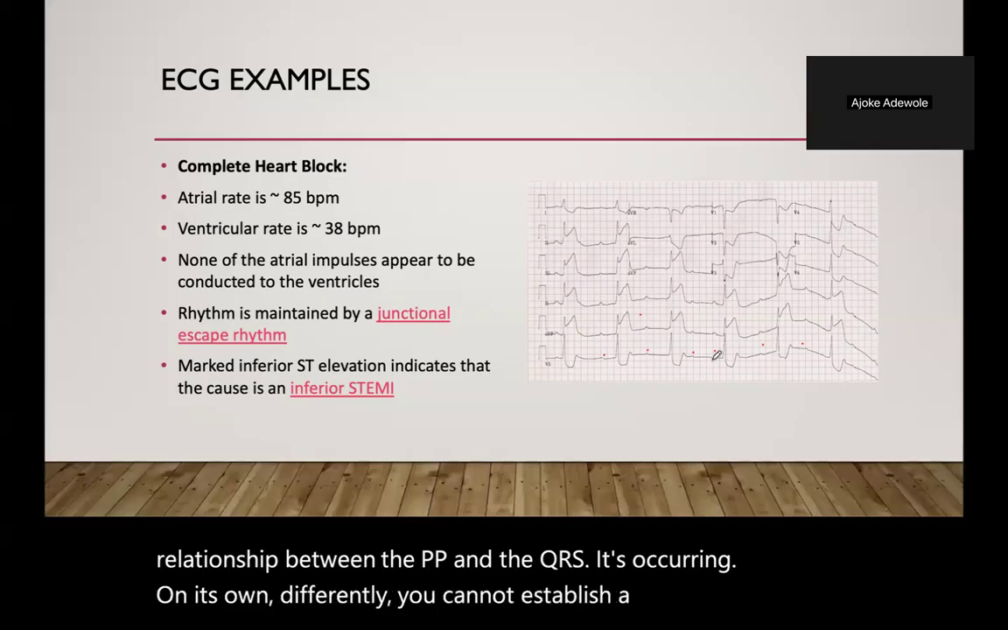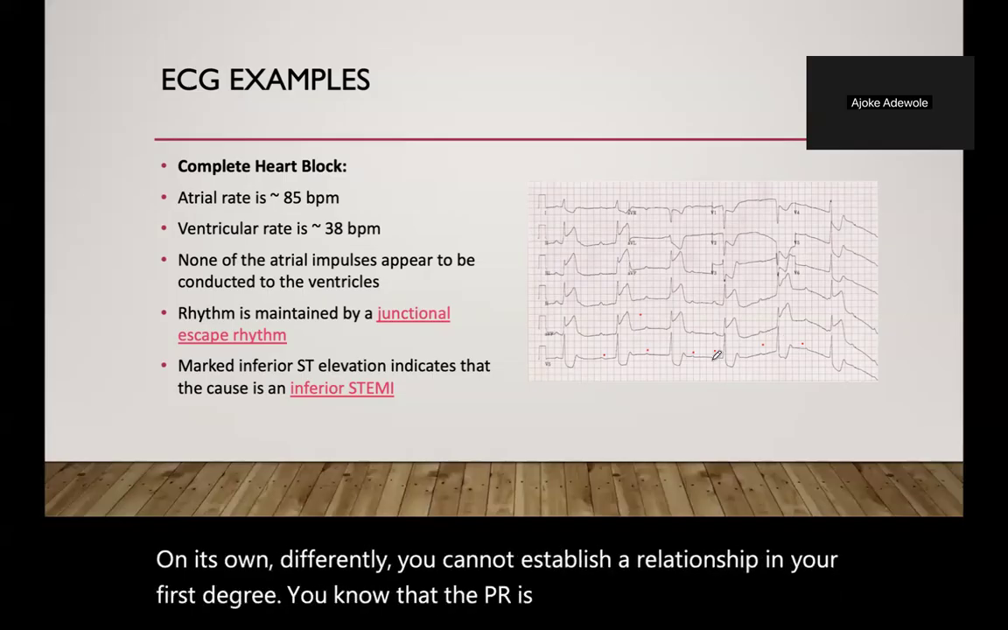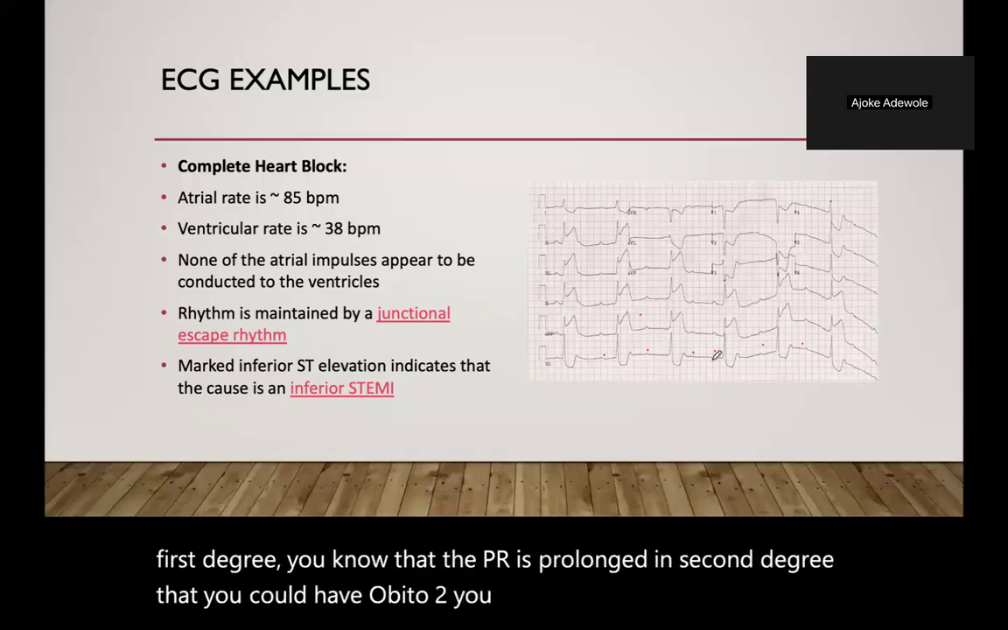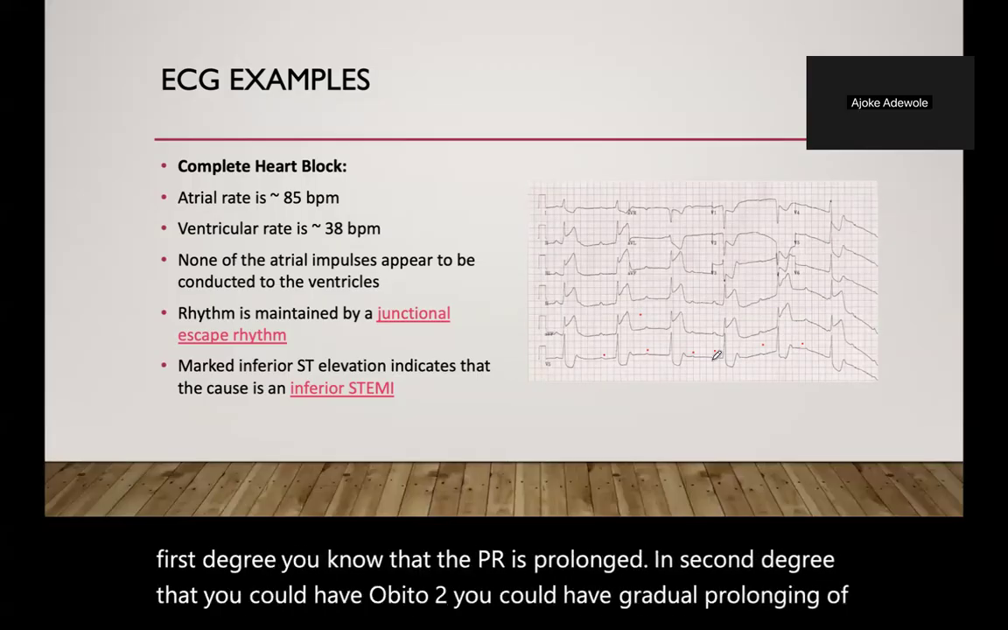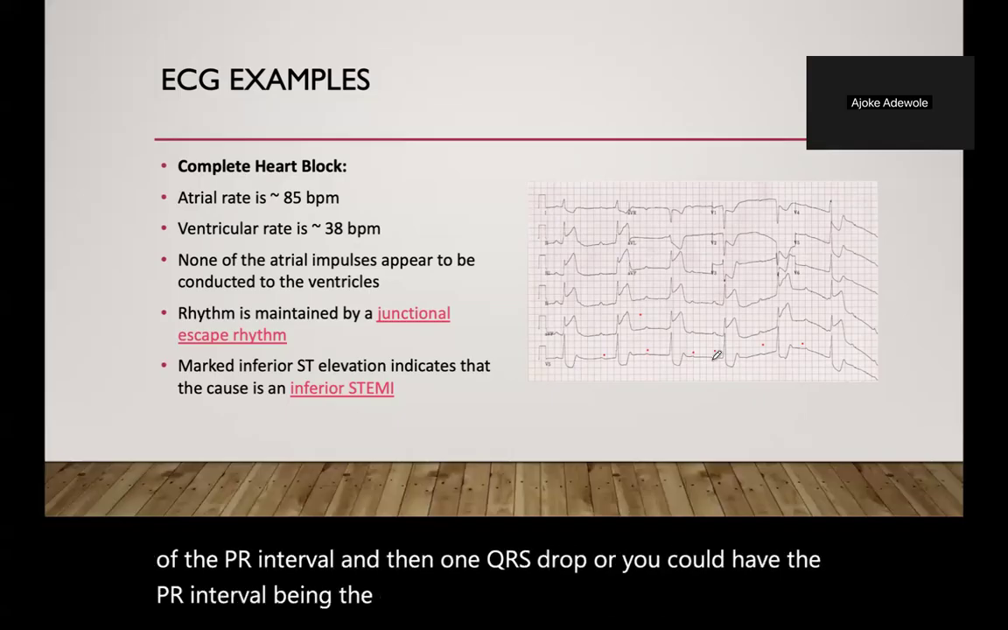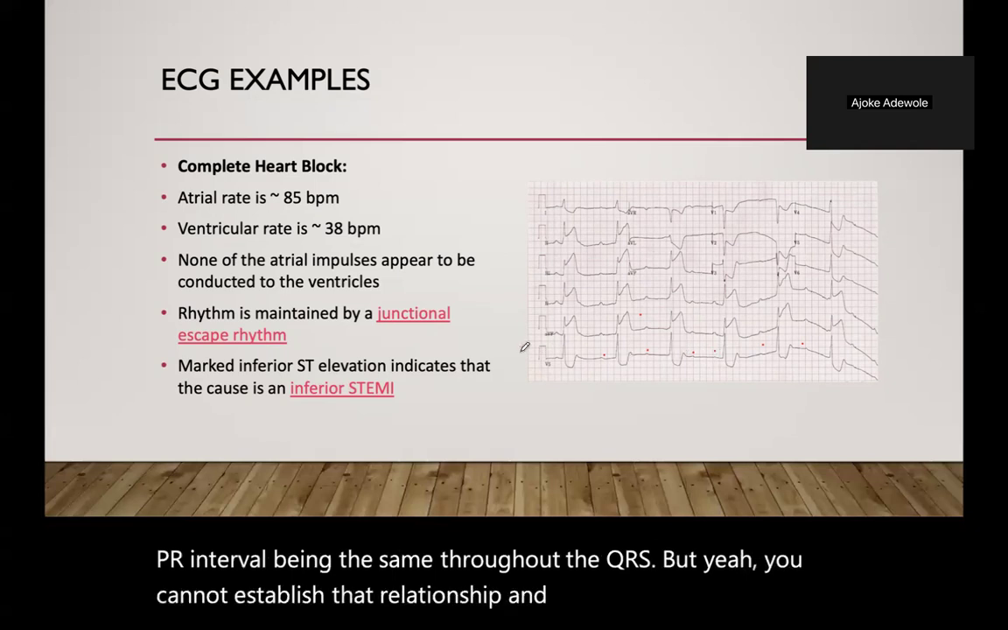In first degree, you know that the PR is prolonged. In second degree, you could have Mobitz 1, Mobitz 2. You could have gradual prolonging of the PR interval and then one QRS drop, or you could have the PR interval being the same throughout until the QRS drops. But in complete block, you cannot establish that relationship. And it's really important to know.